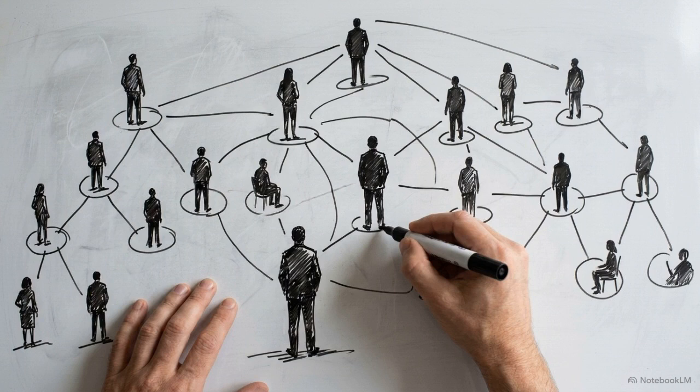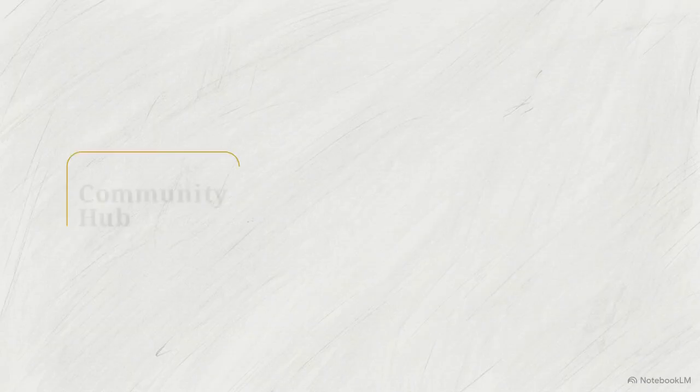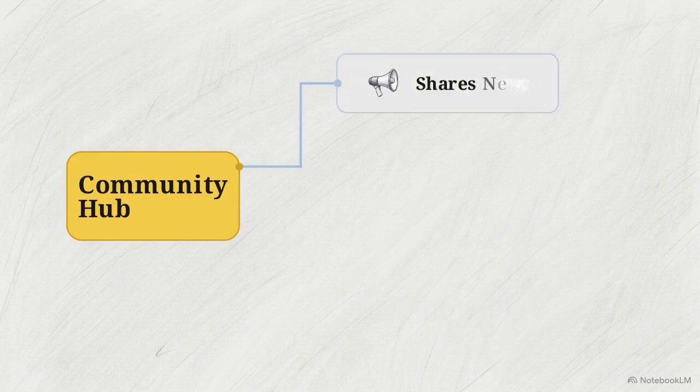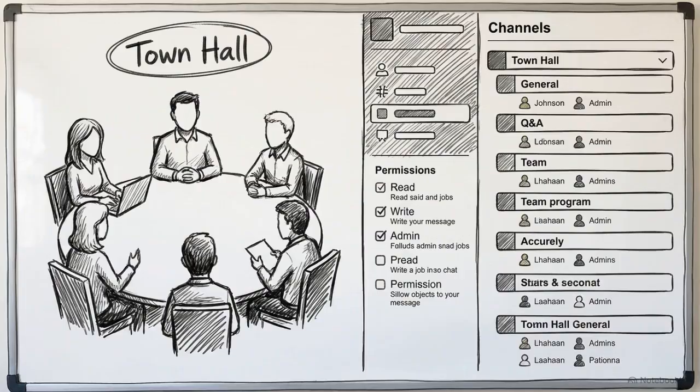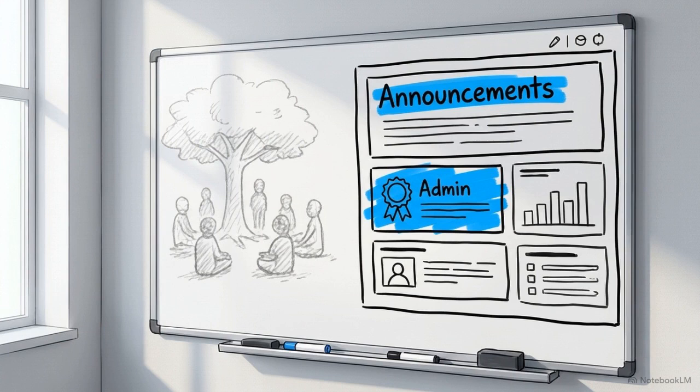Step 1 is mapping your ancestral blueprint. This involves documenting your community's physical traditions and translating them into a digital hierarchy. Use your whiteboard to chart how your group currently shares news, resolves conflicts, and makes collective decisions in the physical world. This illustration shows the translation. A real-world town hall meeting becomes a read-only announcements channel. Physical roles, like community elders, are converted into specific administrator permissions.